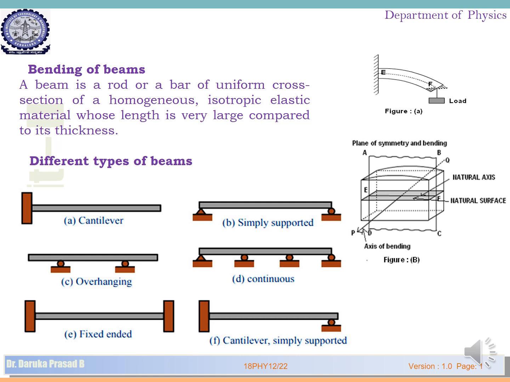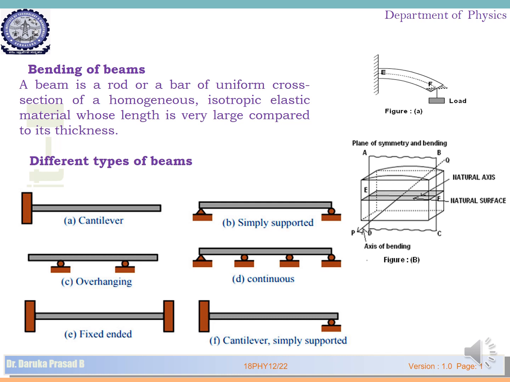There are different types of beams available, such as the cantilever, where one end is fixed and the other end is free to apply load. The simply supported beam, where both sides are supported with supporters, and you can apply the load at any point between these two fixed supports. Overhanging, where you can change the position of both the supports. Continuous, where one end is fixed and the other is supported continuously at different intervals. You can give the support, and the load can be applied anywhere.